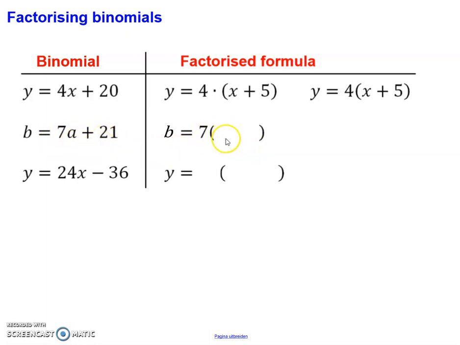7 times something needs to be 7a. So there should be an a over here. 7 times something should be 21. Plus 21, positive number, so I need plus 3. And again, make sure you check. 7 times a is 7a. 7 times 3 is plus 21. So this one's correct.